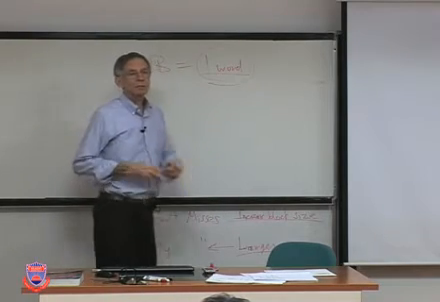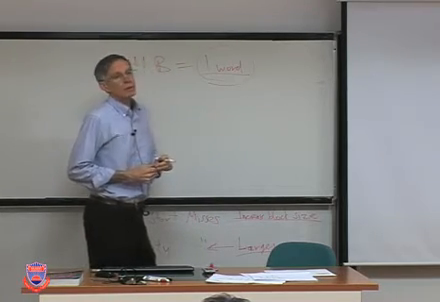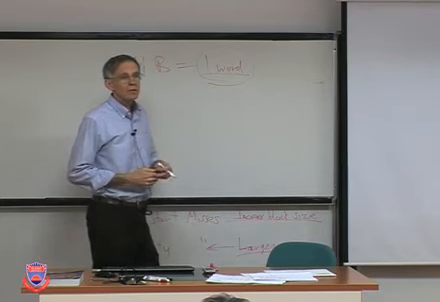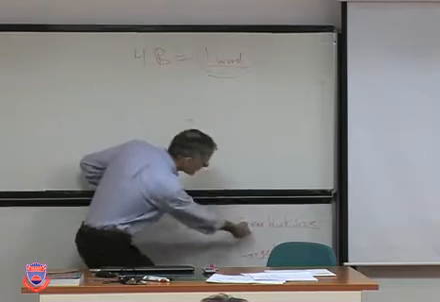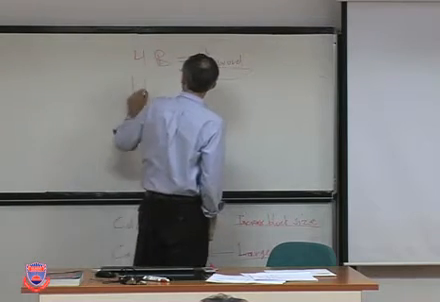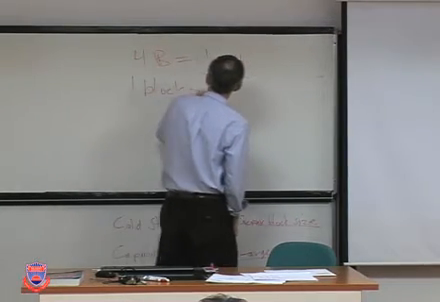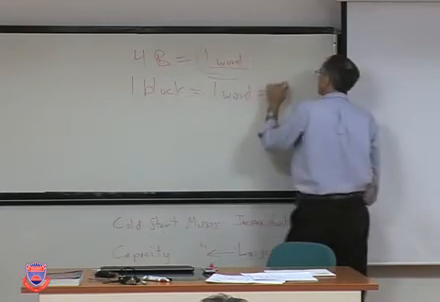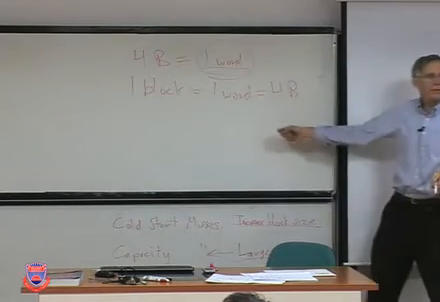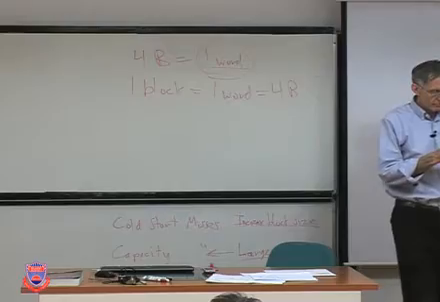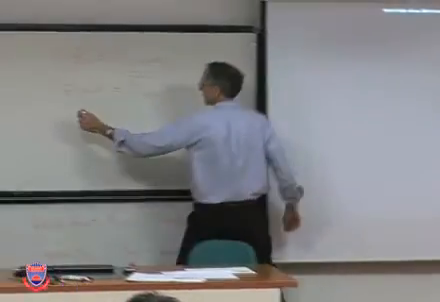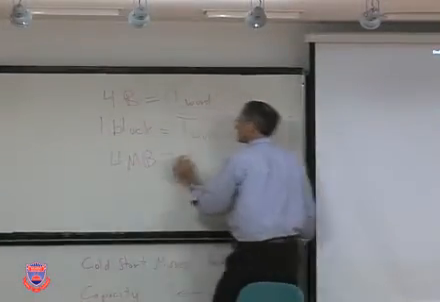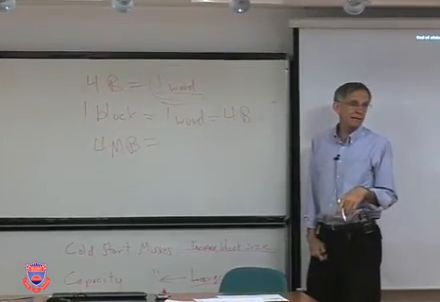Now, how many words can we store in a block? Because caches don't store words, they store blocks. How many words can we store in a block? Depends. How big is the block size, right? This problem said one block equals 1 word equals 4 bytes, therefore every block stores a 4 byte word. Okay, then the next question is, how many blocks are there in this cache? Well, there's 4 megabytes, so that's equal to how many blocks?